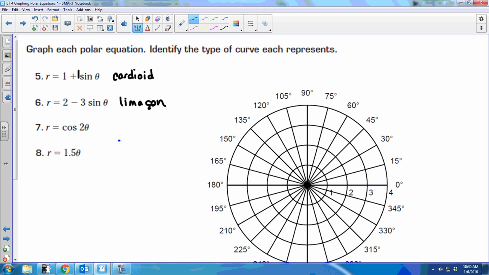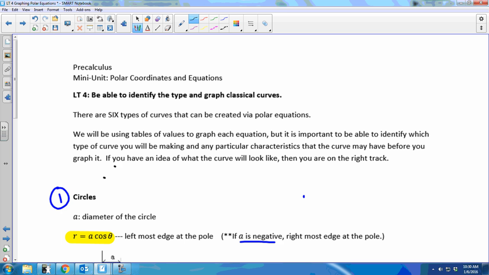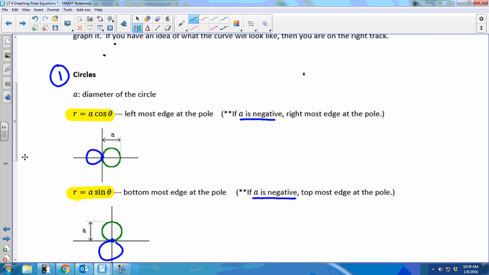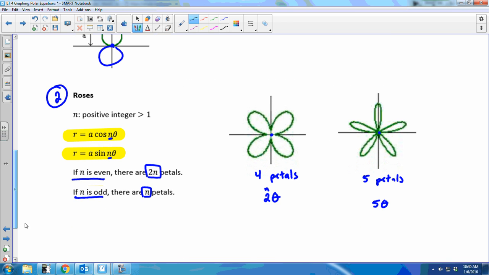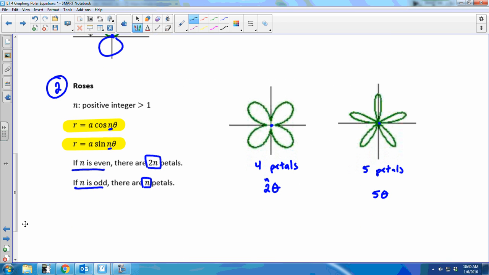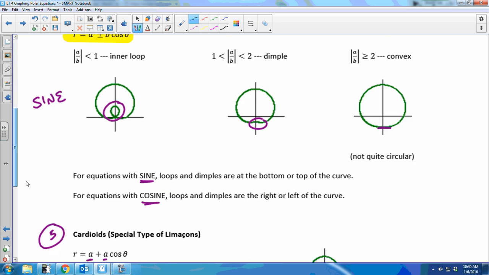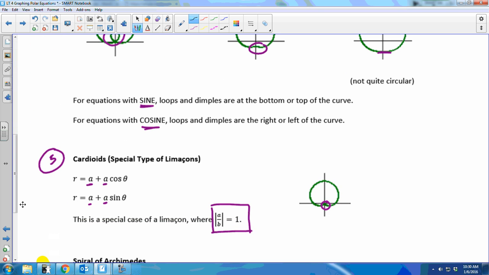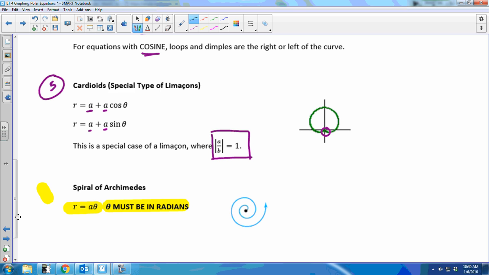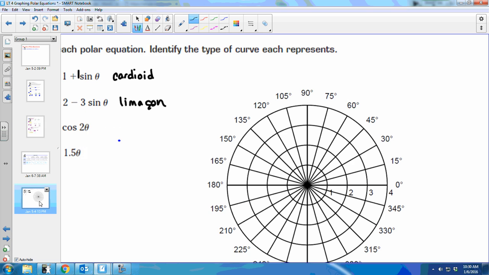All right, the next one says r equals cosine 2 theta. Cannot be a circle, because there's a 2 theta, not just a theta. Could it be a rose? Yes. Make sure we go through everything else. Could it be a lemniscate? No, because it doesn't have an r squared in the front. Can't be a limacon or a cardioid because there's no plus or minus sign in it. And it can't be a spiral because it has cosine in it, right? So it has to be a rose.